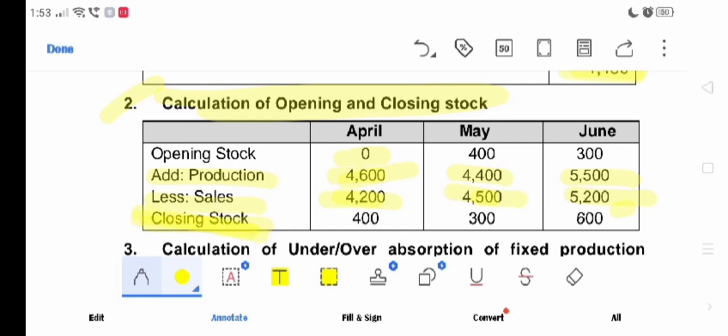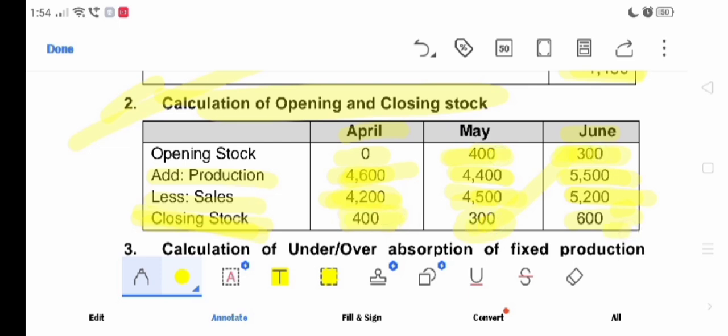So there is no opening, so we directly subtract the sales units from production, and we get closing stock as 400. Closing stock of April will be the opening stock of May, and opening plus production minus sales we get 300. These 300 will be the opening stock of June, and 300 plus 5500 minus 5200, which comes to 600, is closing stock. So working notes 2 is also over. We have calculated opening and closing stocks.